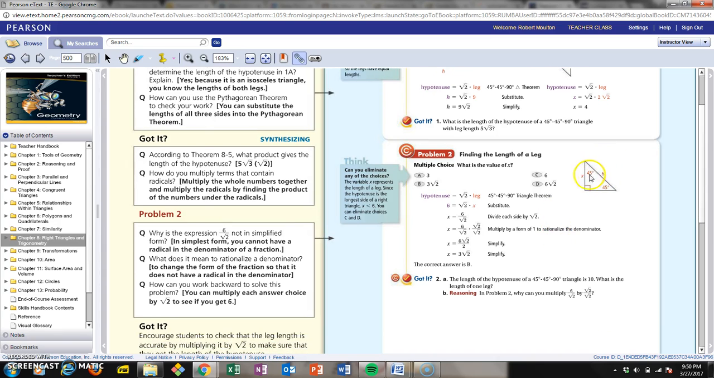This time we're going backwards. Notice, we're finding the length of a leg. So the hypotenuse is square root of 2 times the leg. Here we're given the hypotenuse, so we plug it in right here. Divide by square root of 2, go through the process. Check that out right there, a little bit tricky, and you get 3 root 2.